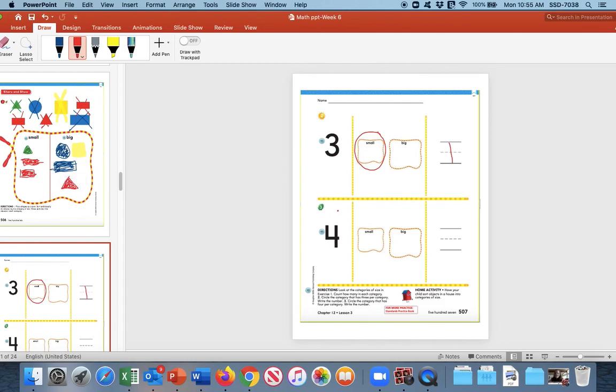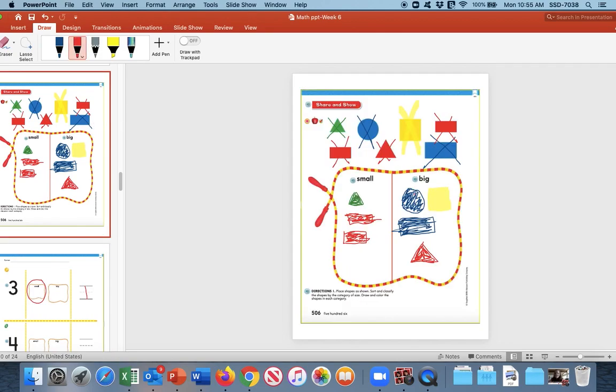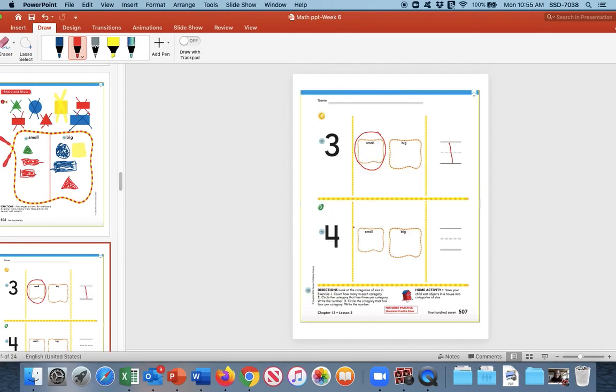Now we're going to go down to 4. If we go back, we see that there are 1, 2, 3, 4 on the big side. So now the one that has 4 is big. We're going to go ahead and circle this. And since there's only 1, we're going to write 1.